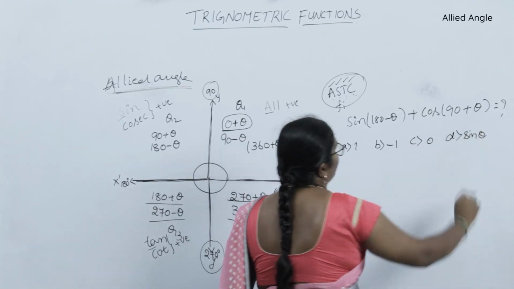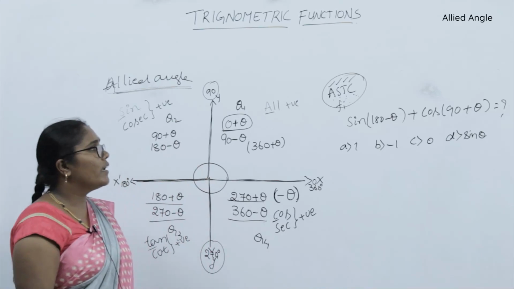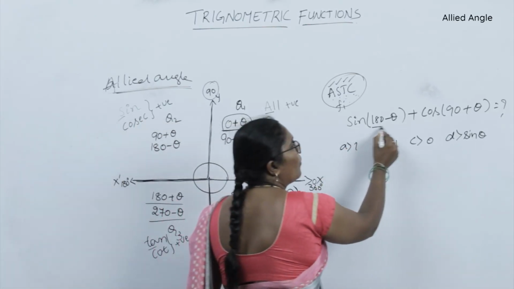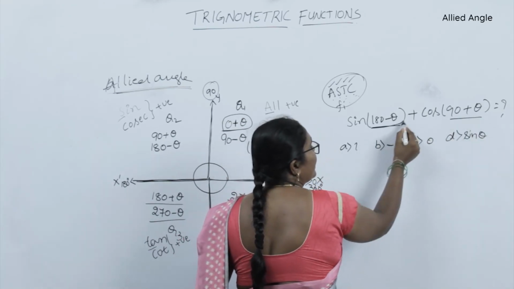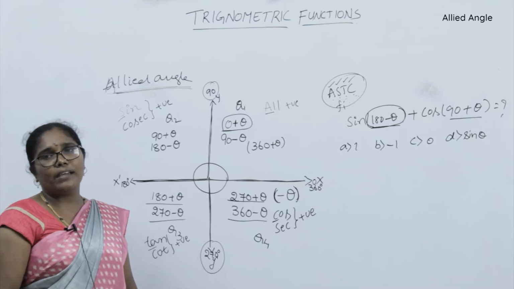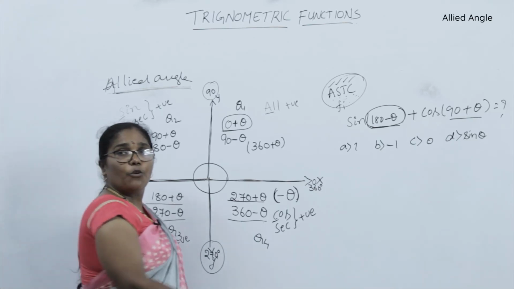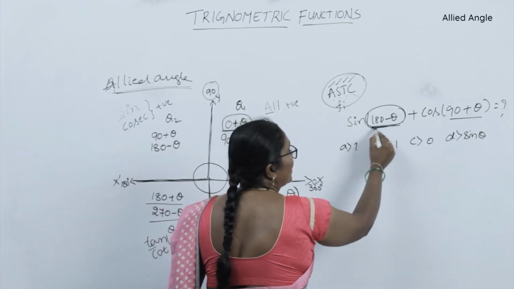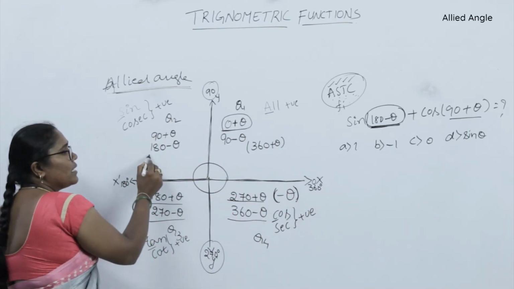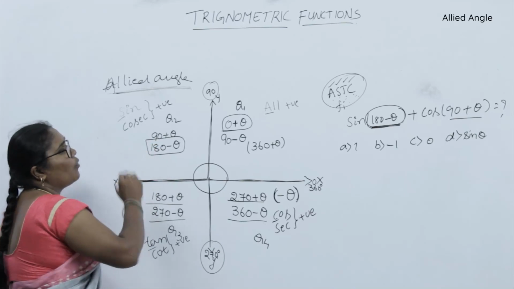What is the answer for this one? To solve this question, the first thing you have to know is the allied angles. How do we find it out? We have sin 180 minus theta, but first we have to see which quadrant 180 minus theta lies in. It lies in the second quadrant.